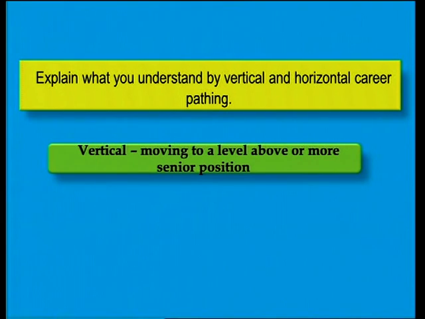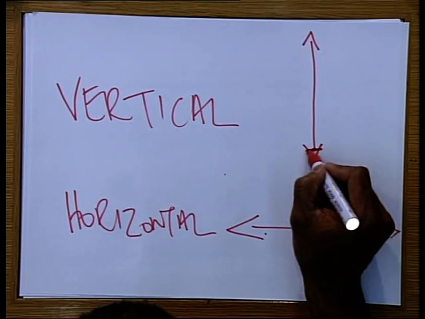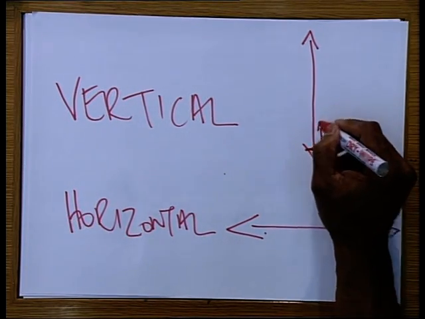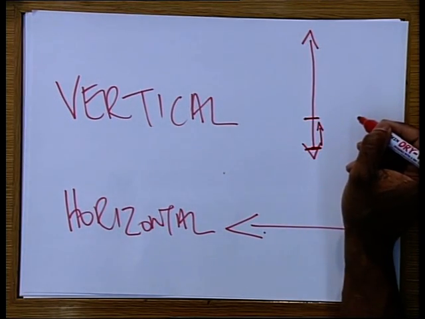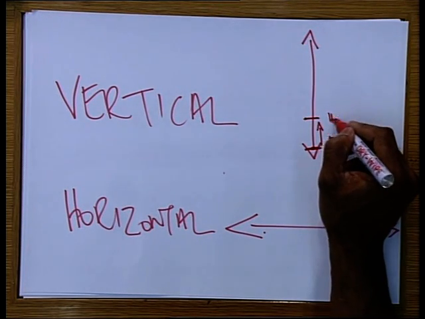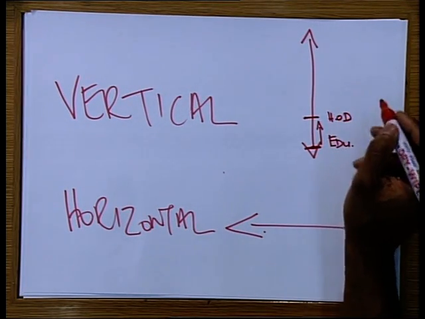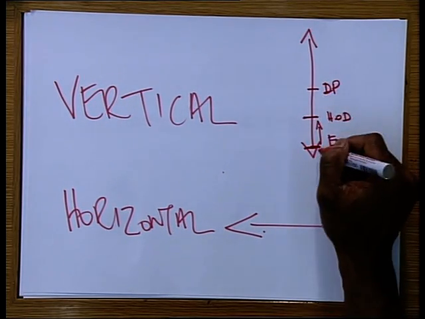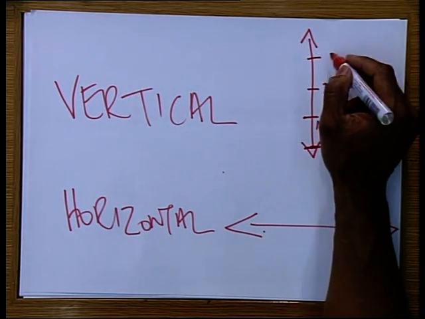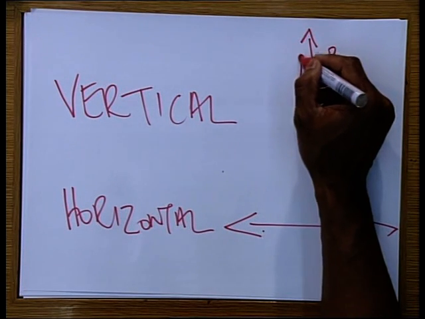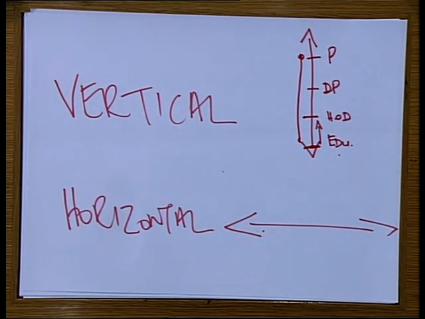Vertical means moving to a level above. So, for example, if you are at this level, if it's vertical career pathing, then it's moving to a level higher up than where you are. For example, a normal educator can become head of department. And the head of department can then become deputy principal at the same school, moving vertically, or he can become principal. So you can move from here right up to there. That's called vertical career pathing. Is that right, Mels?